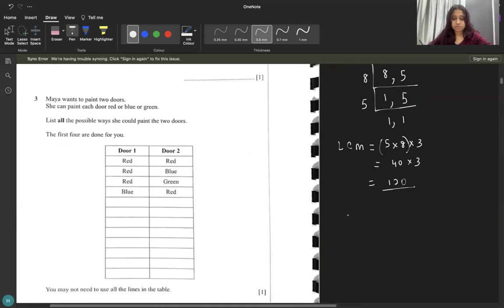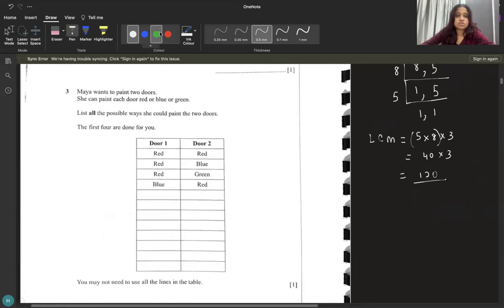So that's for number 2. For number 3, all right. So this one, Maya wants to paint 2 doors. She can paint each door red, blue, or green. List all the possible ways she could paint the 2 doors. The first 4 are done for you. So what I would do is, there are 3 colors, right? Red, blue, green.